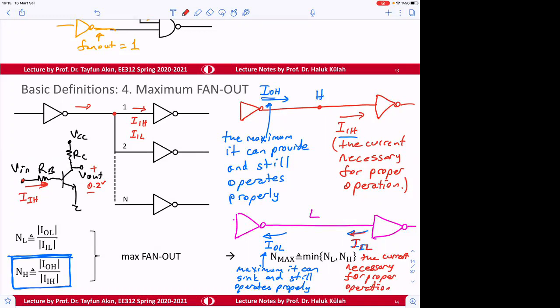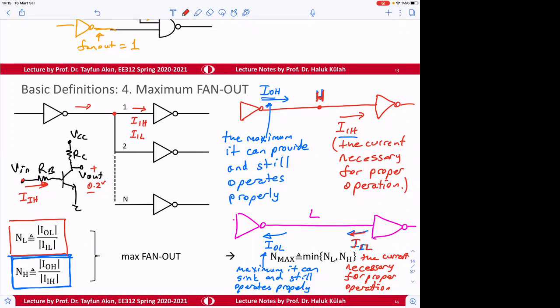Okay. So, and that will be defining another limit. For the output high case, we can find that we can connect 100 gates at the output. And for the low case, we can connect only 10. So what is the maximum we can connect? Considering that this voltage keeps changing between high and low, in both cases it should be satisfied.